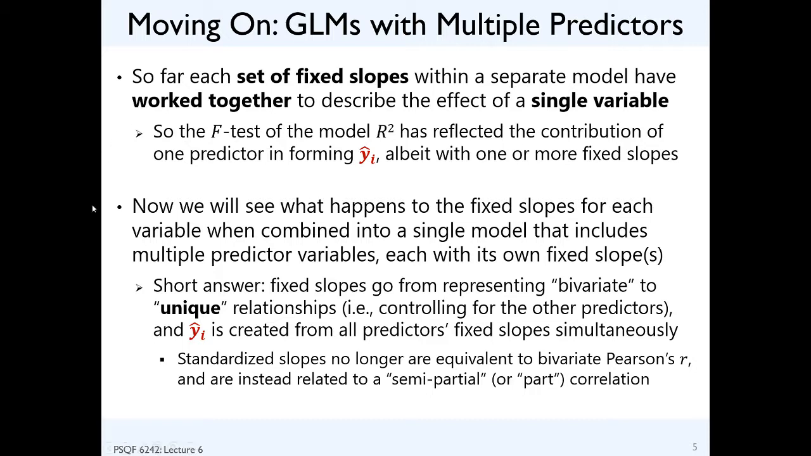And what this means in practice is that the standardized slopes on your output are no longer equivalent to the bivariate Pearson's, meaning just the correlation between x and y, and instead are related to something called a semi-partial correlation. A synonym for that, by the way, is a part correlation.